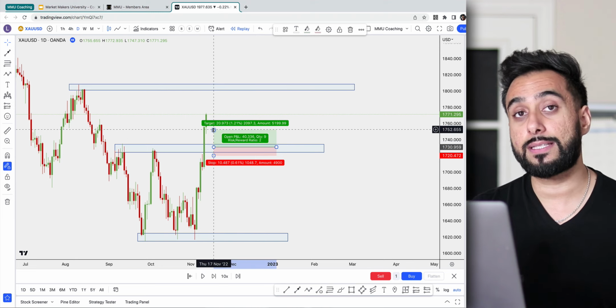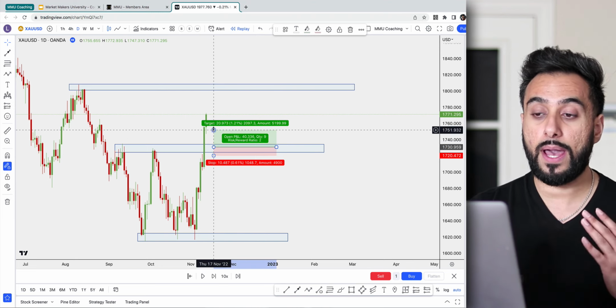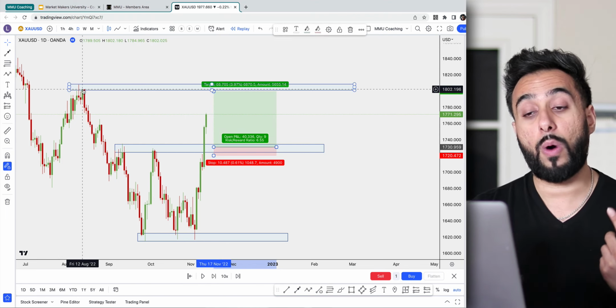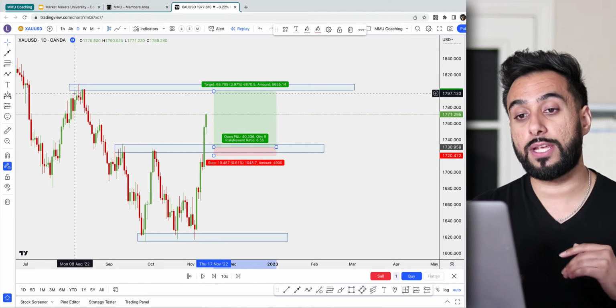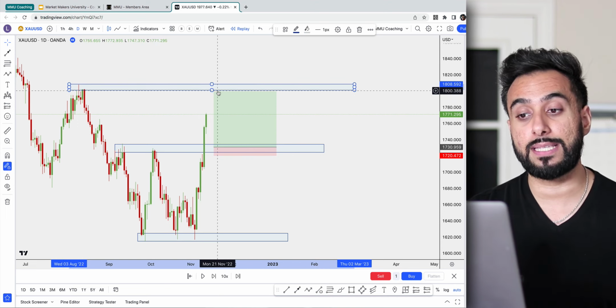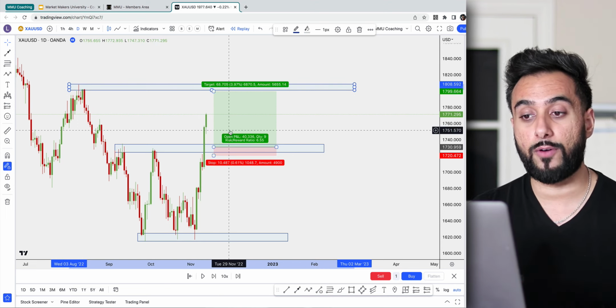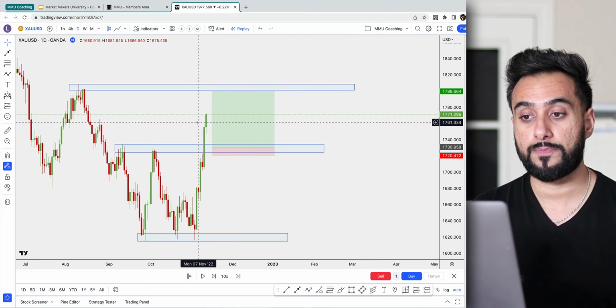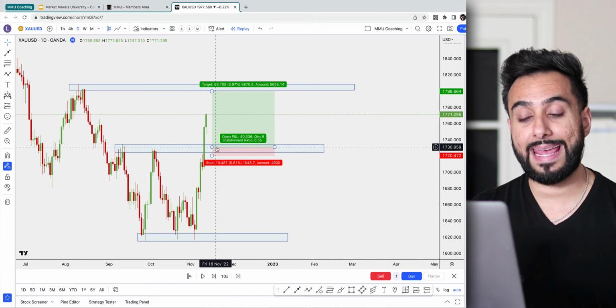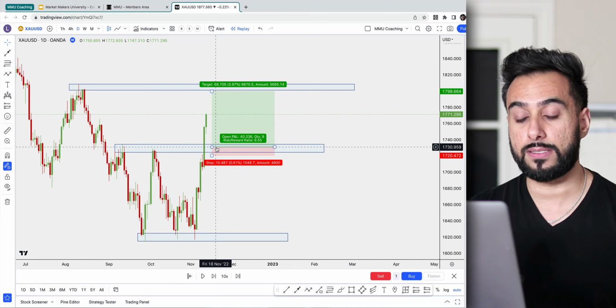Or alternatively, since we're using price action, we can go ahead and make our take profit on the next zone. Why? Because the price action had trouble breaching it last time, so it could potentially have trouble breaching it a second time. So this is how we have our trade set up. So if the market comes back down, our trade is going to get activated and we'll be off to the races.